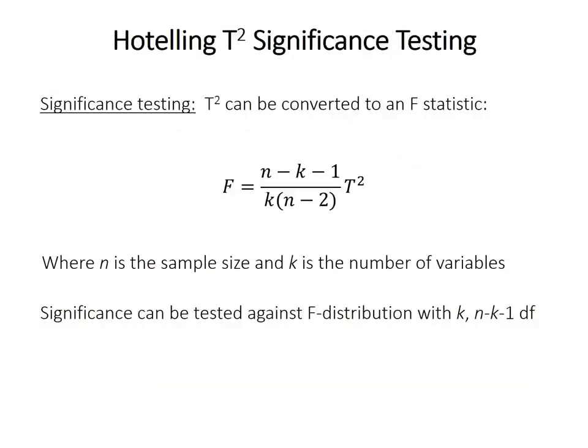So the significance of the t-squared is assessed by converting it to an F statistic using this formula here. In the formula, n is the total sample size, the total number of observations from all samples, and k is the number of variables. And so then we test this F value against the F distribution with k and n minus k minus 1 degrees of freedom. You've seen F distributions before with ANOVA, with the F test itself, with a variety of tests. It's a common statistical distribution that we use to determine what the expected values are under the null hypothesis.